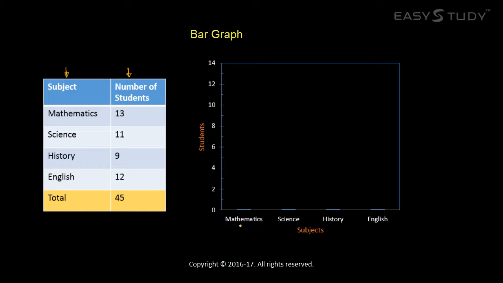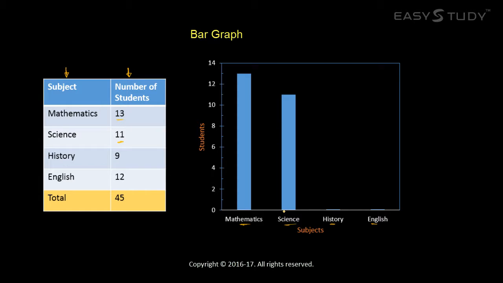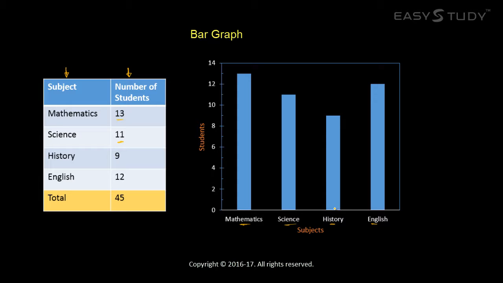Here, x-axis shows subject names and y-axis shows number of students who liked that subject. Mathematics was liked by 13 students. So for this category, let's draw a column with a height of 13. Science was liked by 11 students, so we will draw a column with a height of 11 for this category. Column height for history will be 9 and English will be 12.